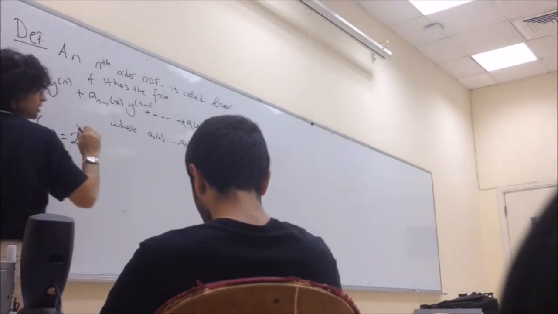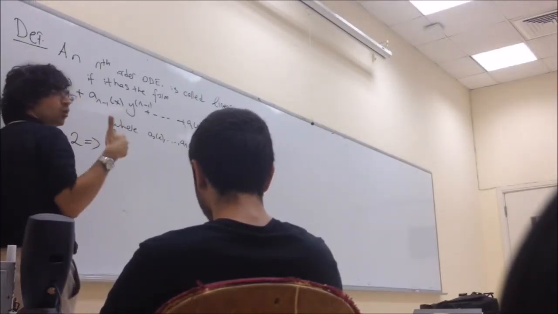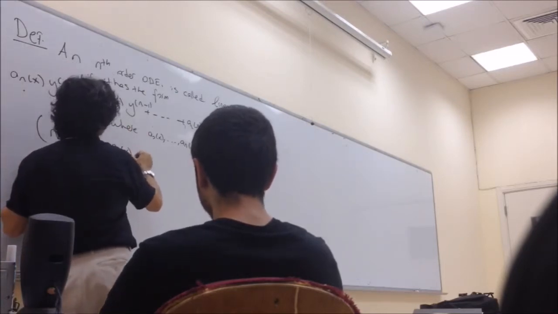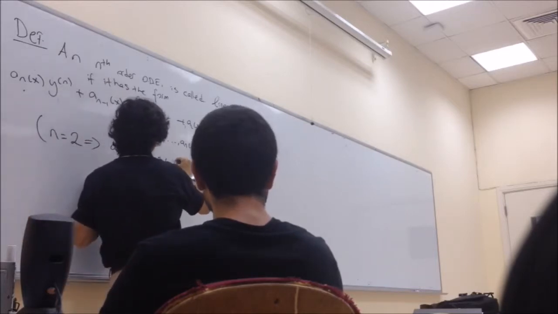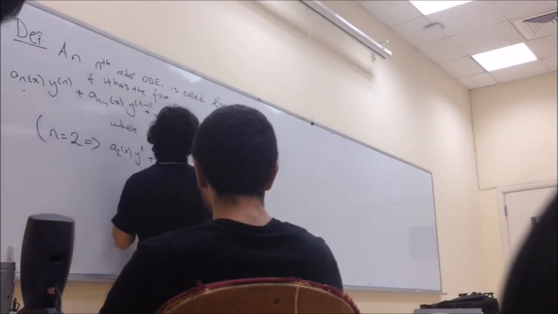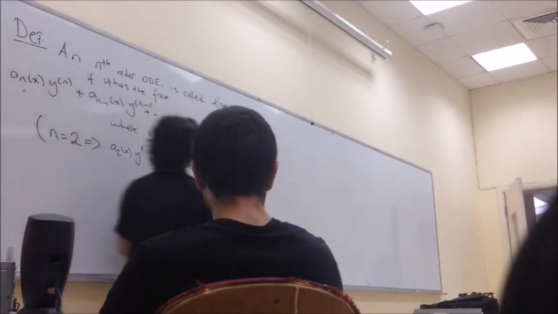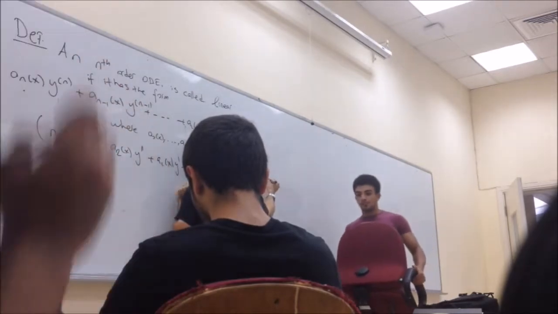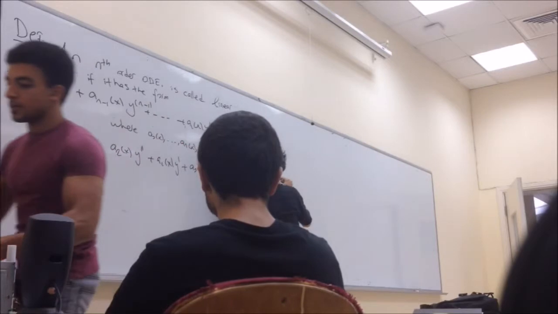Now, in particular, if n is 2, for example, this is important, you'll have a second order ODE, and it will have this form: a2(x) times y double prime plus a1(x) times y prime plus a0(x) times y equals b(x). Okay, so this is a second order linear ODE.